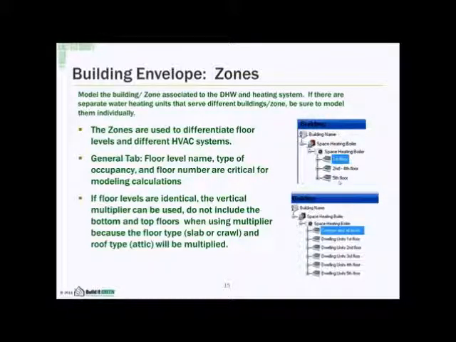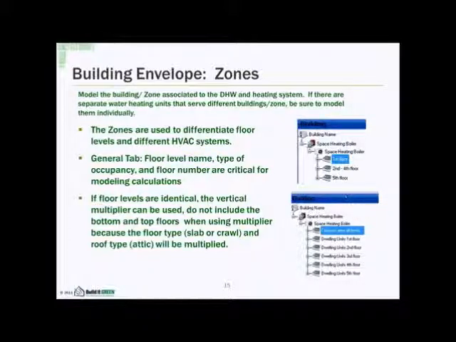If you have a roof and a floor, you have to model out the floor levels that represent the roof and the floor assemblies. So you're not going to be multiplying any roof or floor assemblies. You're just going to have to model that out separately. Or you can do a level by level analysis.